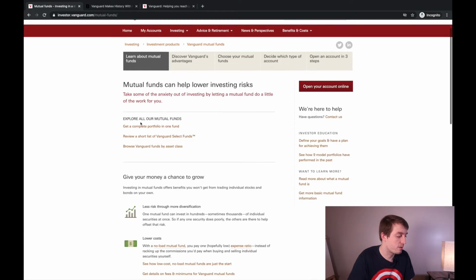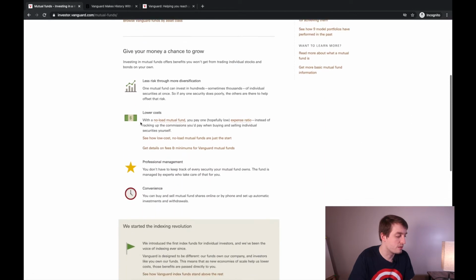But they also have options to actually call them up and speak with someone live, from a financial advisor standpoint. I'm not a financial advisor, so for any of these funds I'm talking about, make sure that you do your own due diligence and your own research prior to investing in any of these funds.